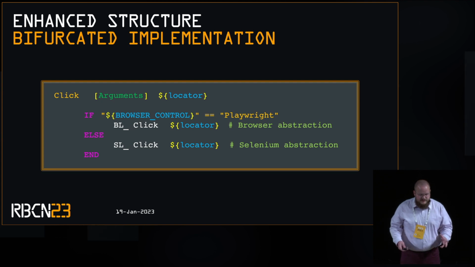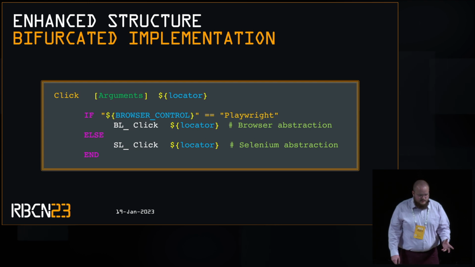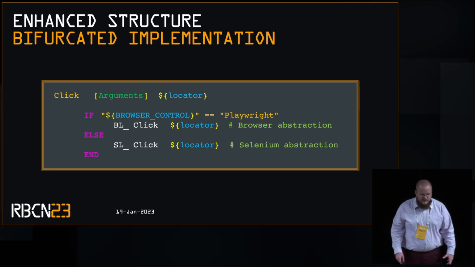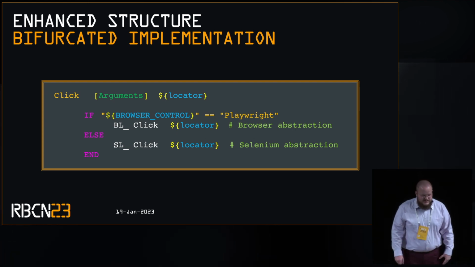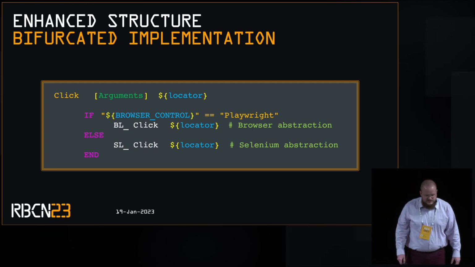And we do this using a variable on the command line called browser control. If it's set to Playwright, which is the backend of Browser Library, we run our Browser Library implementation. If it's anything else, we run our old Selenium Library implementation.